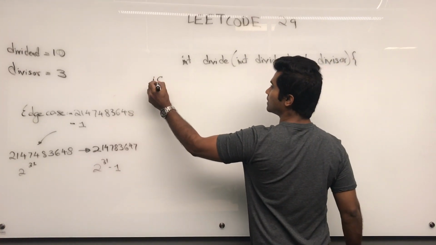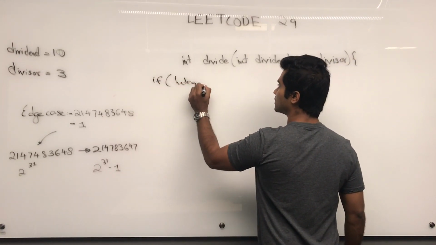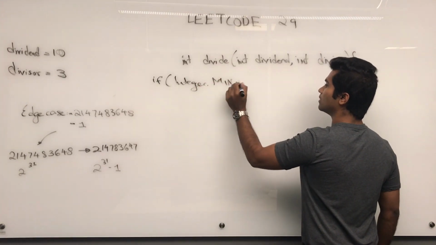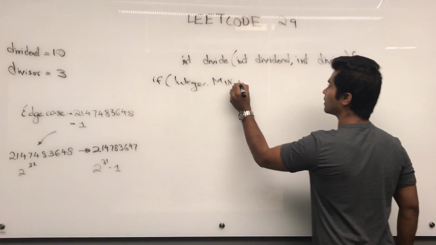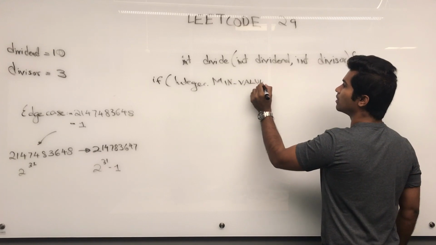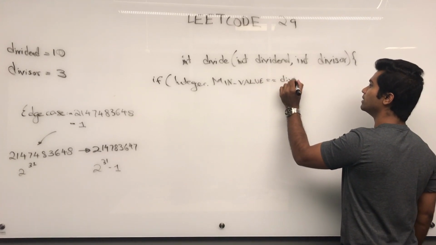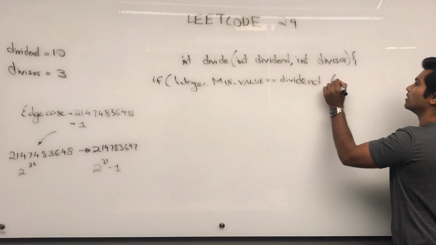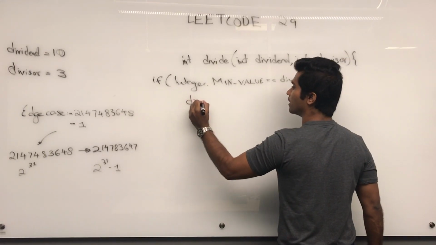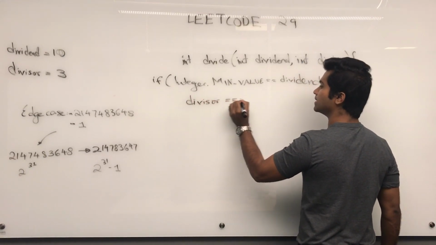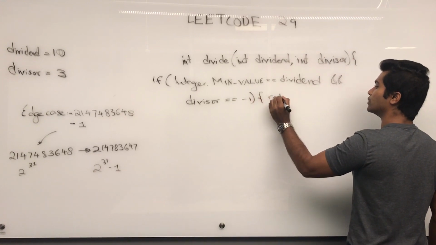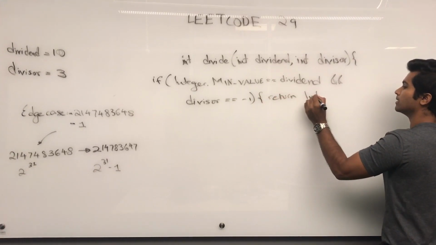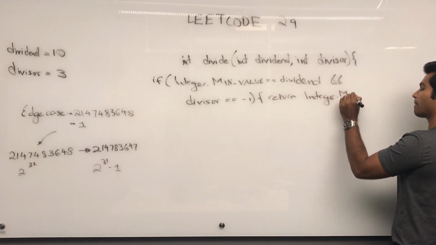I'll write it first. If Integer.MIN_VALUE is equal to dividend and divisor is equal to -1, we should return Integer.MAX_VALUE.